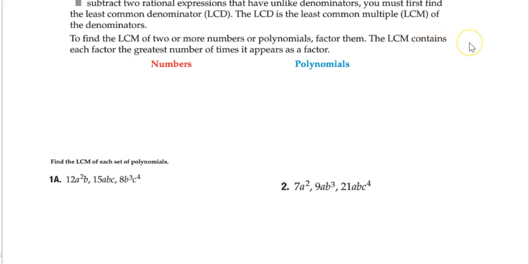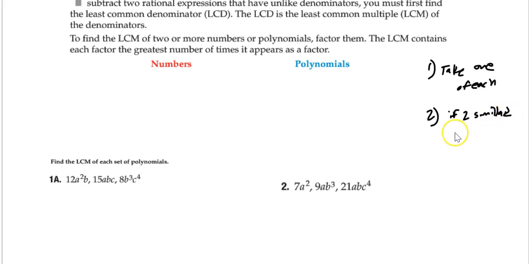Now it's actually the same rule for both, which is you take one of each. And then if two are the same, if two are similar, take the bigger. And that's how you find a LCM, or lowest common denominator. So let's see what I'm talking about. Let's do numbers. Let's go 6 and 8.